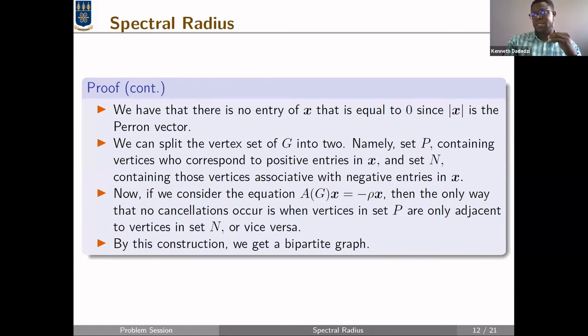So with this idea, if you have negative rho inside the spectrum, then the graph is bipartite. So this is a nice classification, a nice way of thinking about these graphs by using the spectrum.